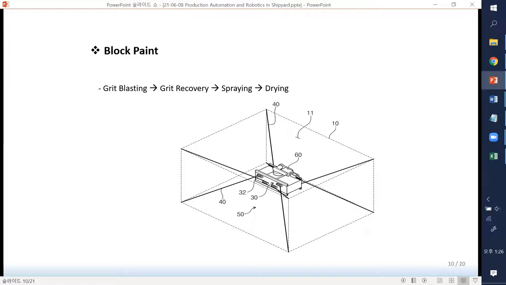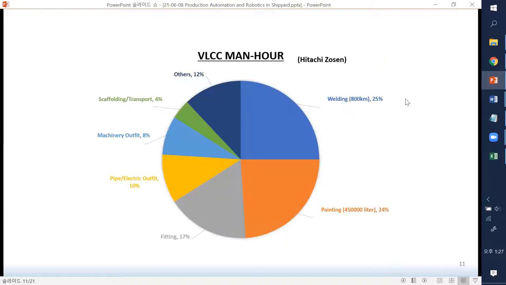how many of them? Four cables attached to the box, they can make a positioning of the spray block. So the grit blasting and recovery and spraying and drying, this is the process of block painting. And simulation can be done.